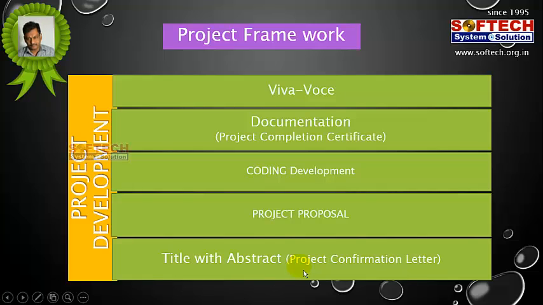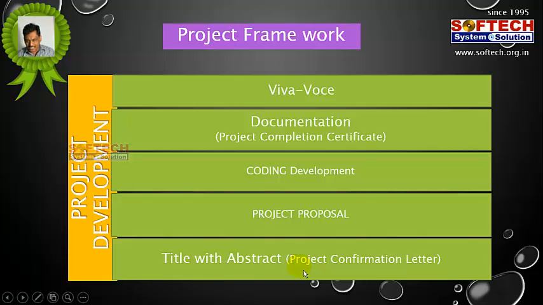That project proposal is the base of the project. So the project is categorized into 3 phases. The first phase is project proposal, the second phase is coding development, the third phase is project documentation. If the project duration is 3 months, the first month is for project proposal, the second month for coding development, and the third month for documentation.